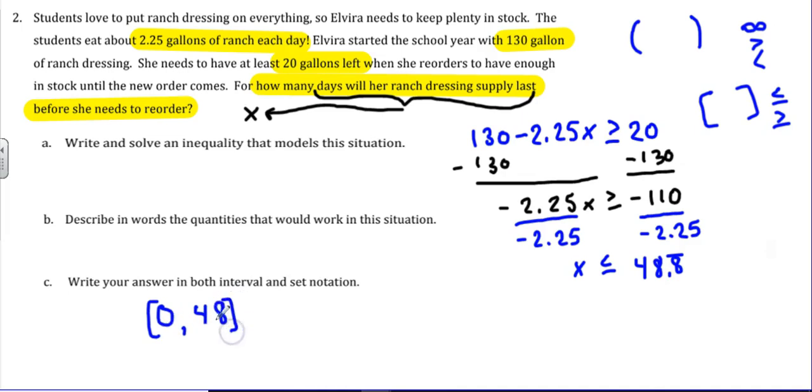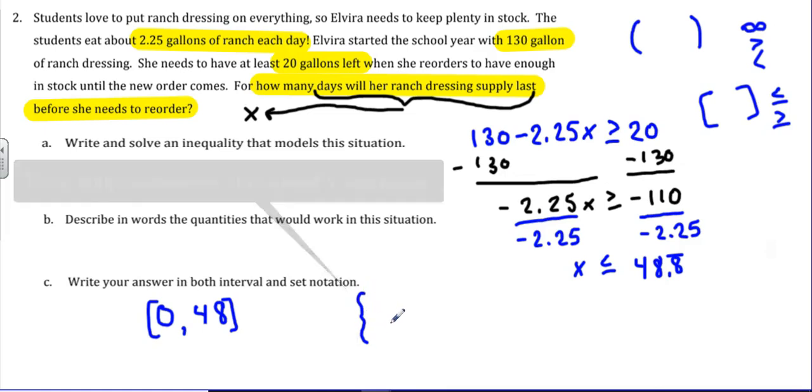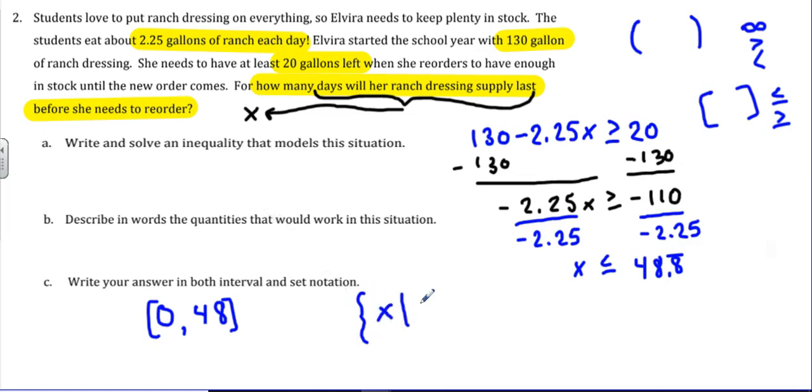So in interval notation, this is an interval. So anytime between 0 and 48, including those values, because you can order on the 48th day, or you can order on the 0 day, or anytime between that. All right, set notation. Set notation is another way to write this. So in set notation, you have a bracket, and what we say is the set of all x such that 0 is less than or equal to x, which is less than or equal to 48.